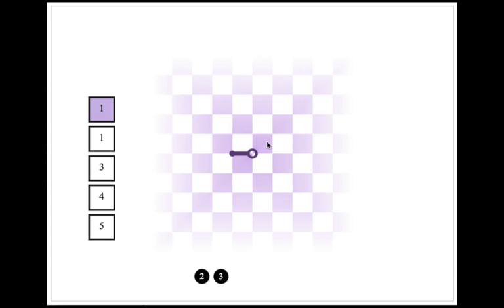So if we place this one in this direction, and if we place this one in this direction, then we can see that they are both of length 1 and both pointing in different directions. The start of the vector is the filled-in circle, and the end of the vector is the open circle.